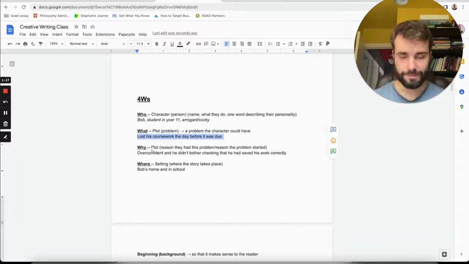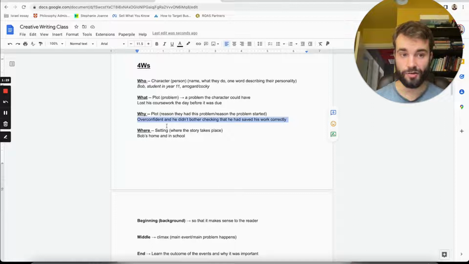Okay, why? That's more of the plot. The reason they had this problem, or the problem started. Well, we said he was arrogant, so maybe he was overconfident and he didn't bother checking that he'd saved his work correctly. Where? Well, by now, the where is going to be obvious. It's going to be in Bob's home and in school.